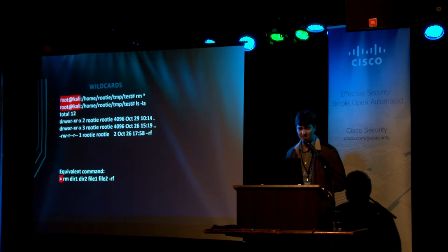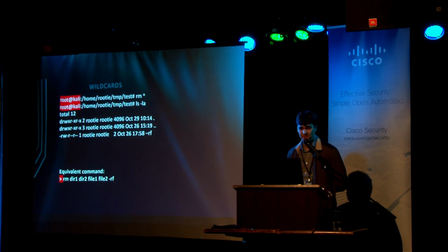Rooty knows that the root user will do some routine stuff in this folder. Basically, root will try to remove all files, but not directories. So when root runs this command, rm space *, everything is gone except the strange -rf file. So what happened here? Because we're using a wildcard, the equivalent command will be rm dir1 dir2 file1 file2 and -rf.